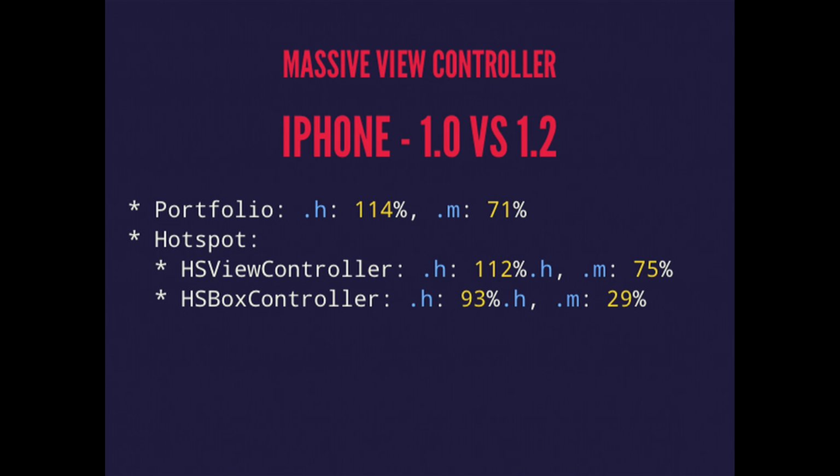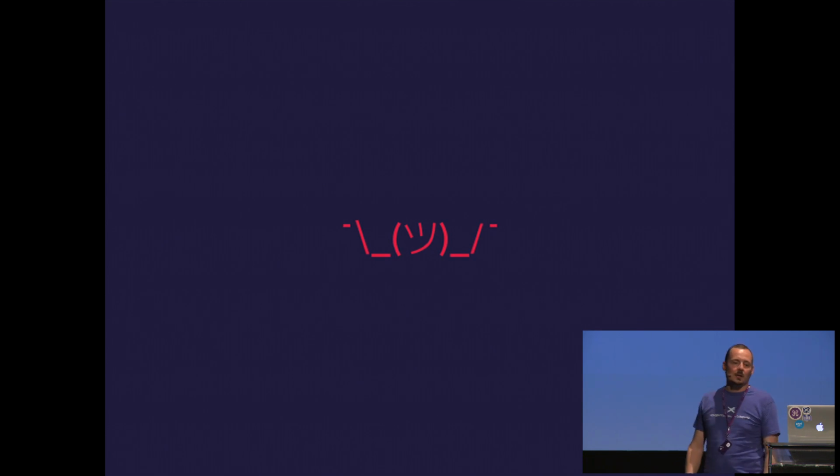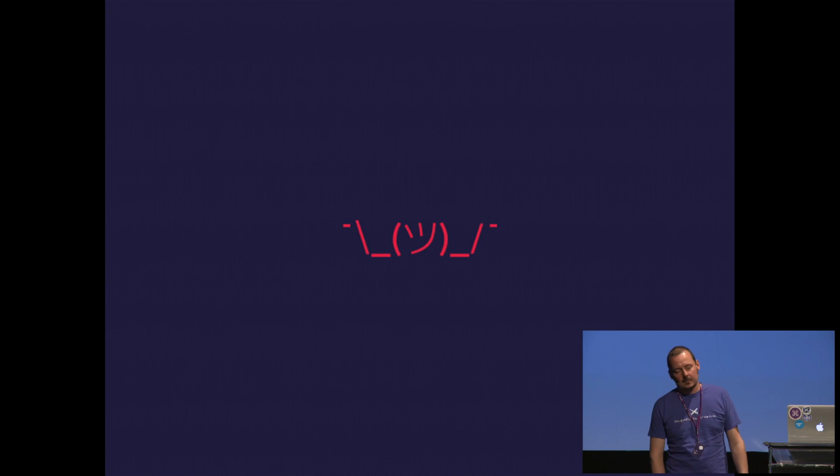So the portfolio controller is 71% of the original controller. That's 30% code gone. The hotspot controller is 75% of the old controller. And the box controller was only 30%. So a lot of that code is just gone and somewhere else in smaller components. So there's a lot fewer implicit dependencies than before. If we would have had more time than we got, we could have reduced this even more. But given the time we got, hey, that works for me. Budgets, you know how it works.